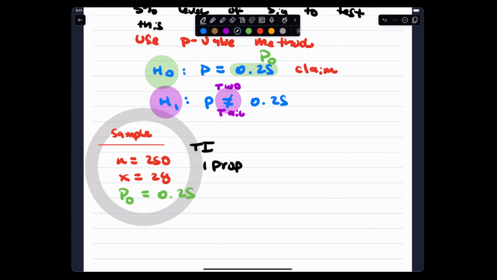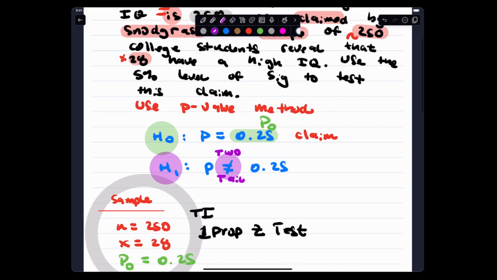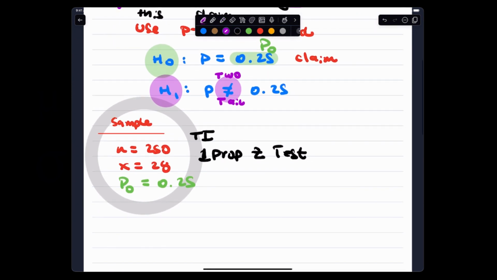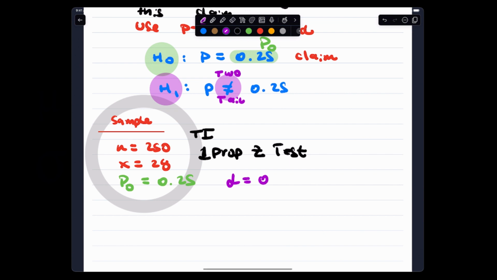1 proportion Z what? Test. Alpha, what did they tell us alpha is? 5%. 0.05. Mm-hmm. That's 5%. Okay. The P-value method has us check if P is less than alpha. If it is, the null is too low and it has to go. Okay.